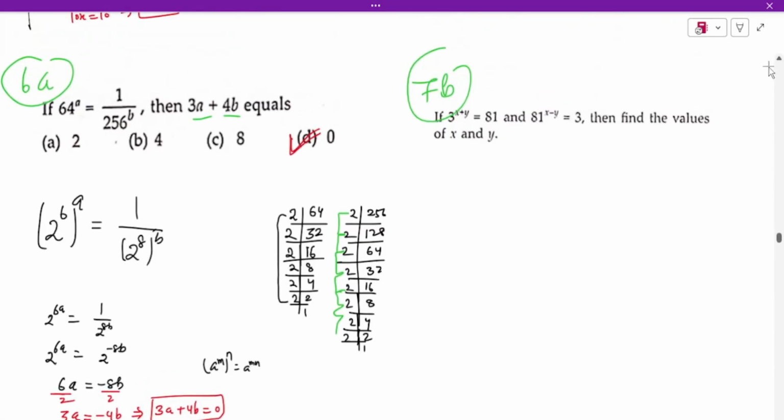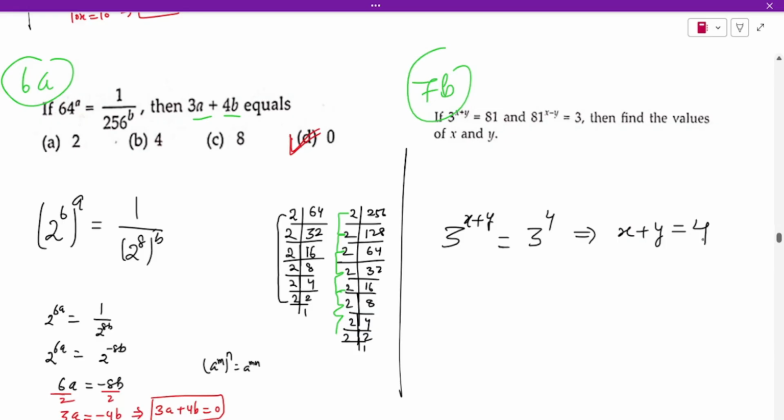Now let's try to solve the second part of this question, I mean the 7b question. We have given 3 power x plus y is equal to 81. So 81 is nothing but 3 to the power of 4. So this is 3 to the power of 4, which implies the bases are equal, meaning x plus y will be equal to 4.